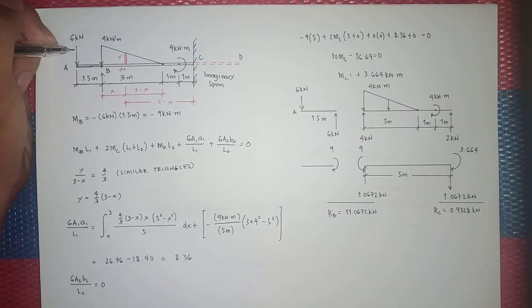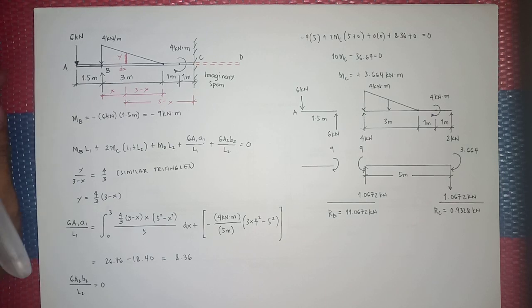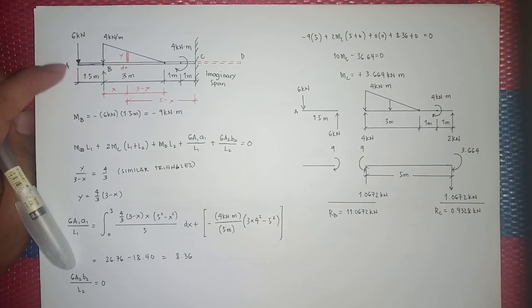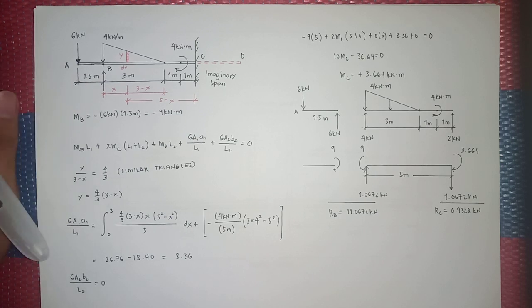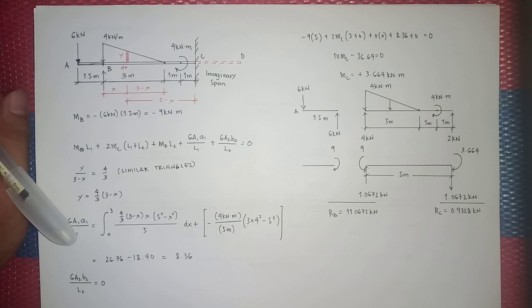Okay, by observing what are the loads applied dun sa overhang. So, meron tayo ritong 6 times 1.5, that is 9 kN meter. So, definitely, meron tayong moment na 9 kN meter sa point B. Ang tanong, is it positive or negative? So, to answer that, it should be negative.